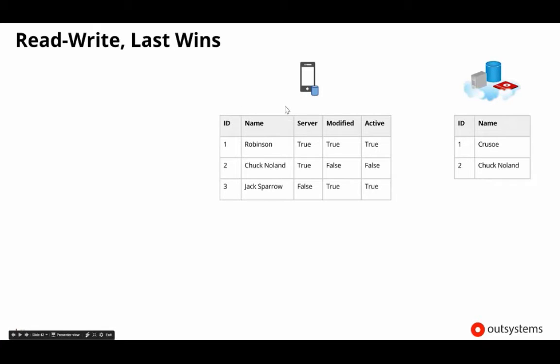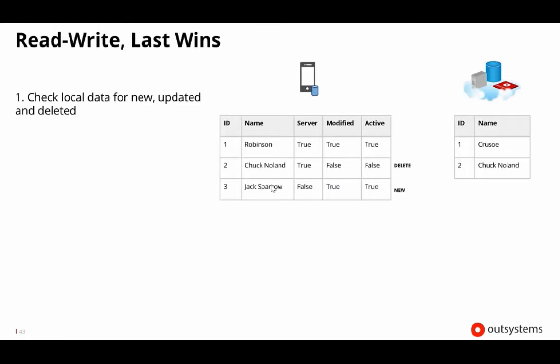Looking at this example, we have Robinson in the first row and here Crusoe, so we can see that they're different. Chuck Nolan exists on both sides, and Jack Sparrow only exists on the mobile, so not on the server. His server field comes from false. Now let's look at how things go. The first thing is to check the local data for new, updated, and deleted data. Robinson has been updated because it has been modified. Chuck Nolan, since active is false, has been deleted. And Jack Sparrow didn't come from the server, so he will be a new one.